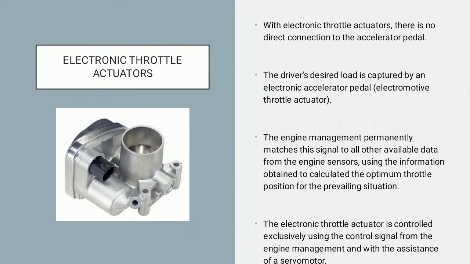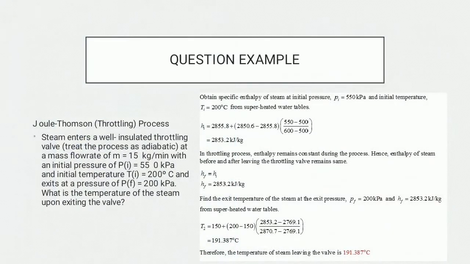With electronic throttle actuators, there is no direct connection to the accelerator pedal. The driver's desired load is captured by an electromotive throttle actuator. Then, the engine management permanently matches the signal to all other available data from the engine sensors, using the information obtained to calculate the optimum throttle positions for the prevailing situation. The electronic throttle actuator is controlled exclusively using the control signal from the engine management and with the assistance of a servo motor. Let us see some throttling valve related problem.